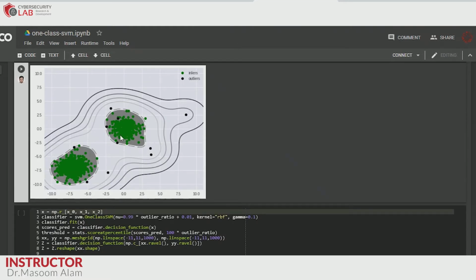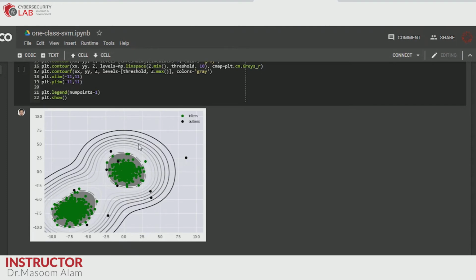The outliers are modeled as inliers. So these are the number of outliers that are modeled as inliers, and the number of inliers that are modeled as outliers.